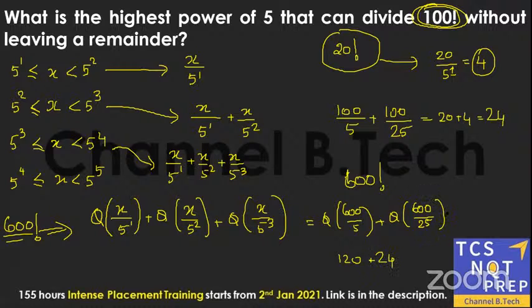Quotient of 600 by 125. You know 600 is not exactly divisible by 125, but when you take only the quotient, you will have 4. 4 times 125 is 500, which is just less than 600. So your answer will be 148 for this number. For 600 factorial, there can be 148 5s in the denominator. The highest power of 5 is 148.